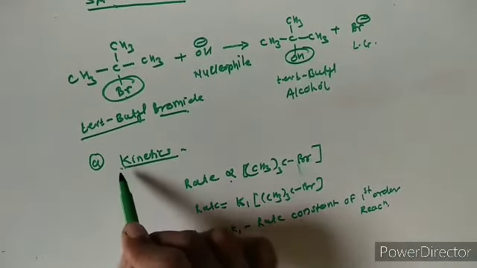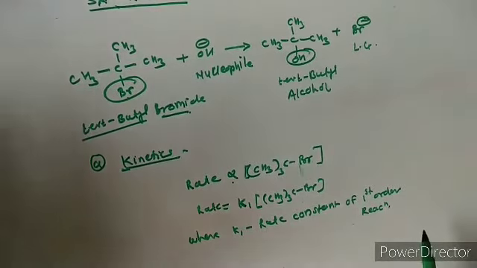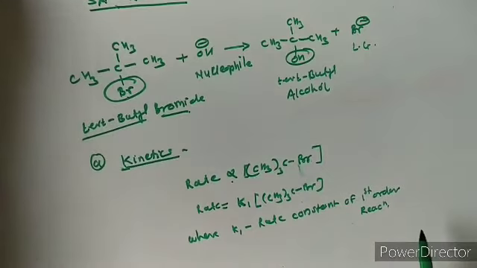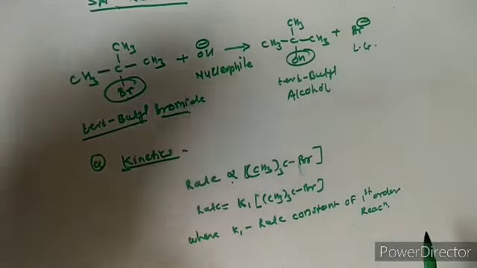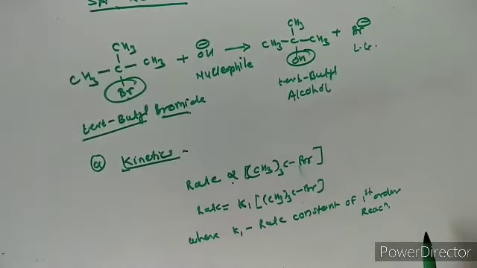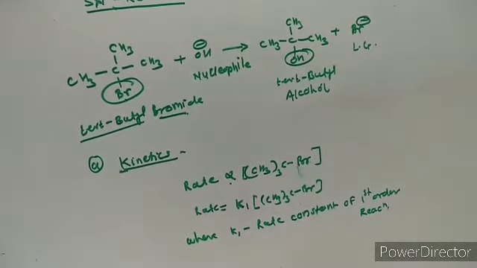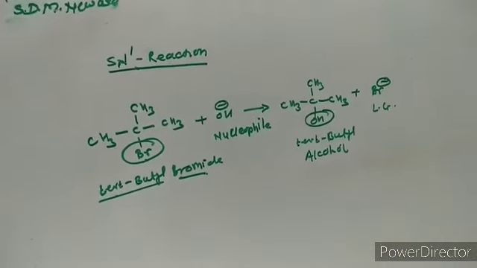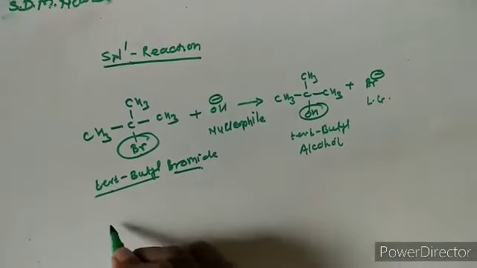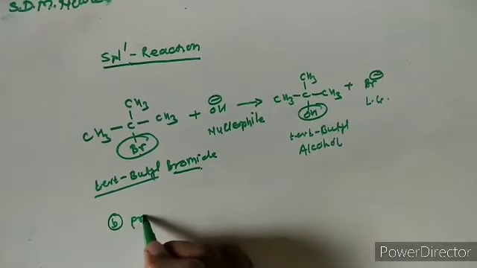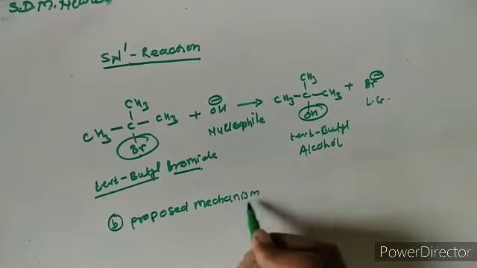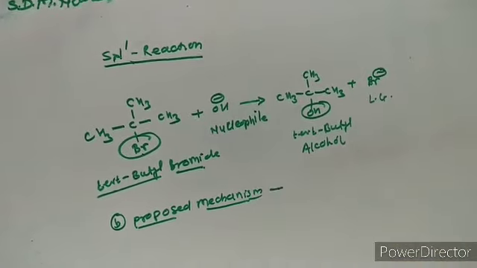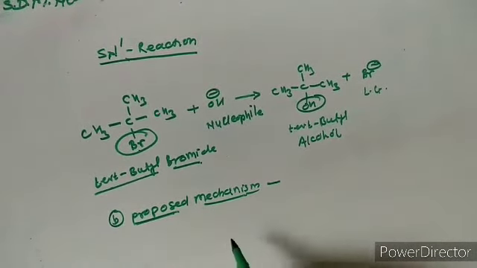As we know, kinetics means the study of the speed of a chemical reaction, and it depends totally on the slow step. So in this mechanism we found that the rate of this reaction depends totally on the concentration of the reactant. Next, as the second point, the proposed mechanism. Let's see the proposed mechanism for the SN1 reaction, how this reaction goes along its pathway.